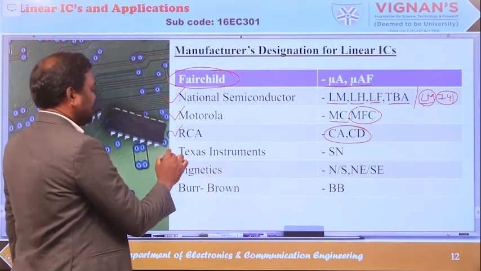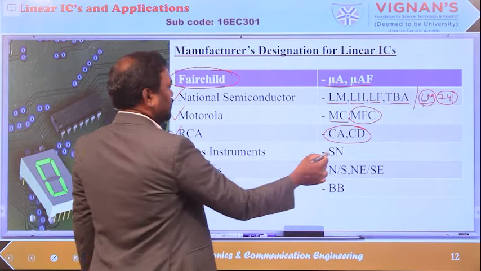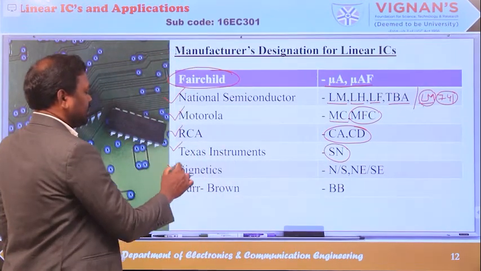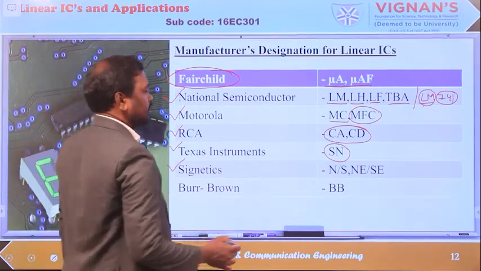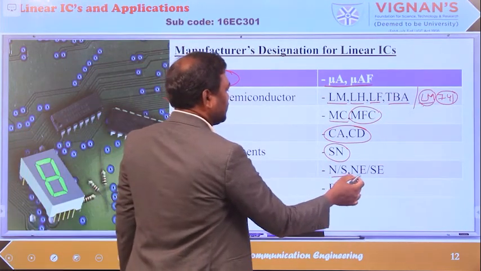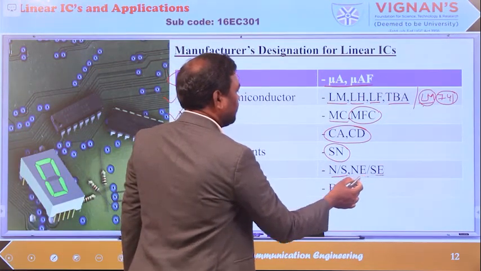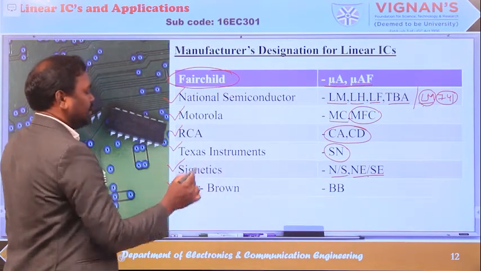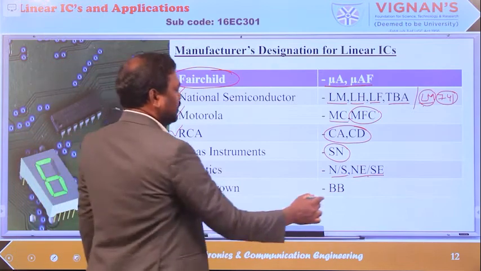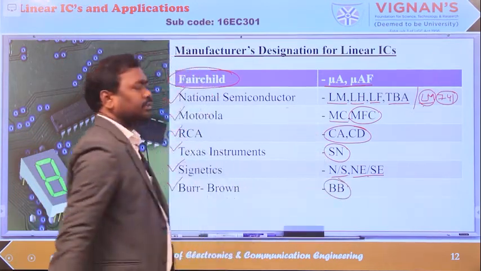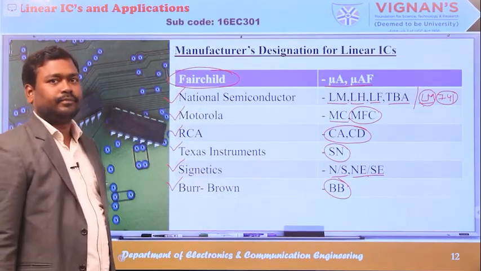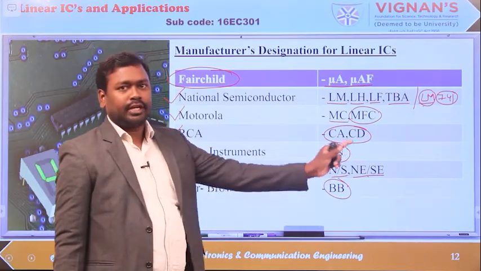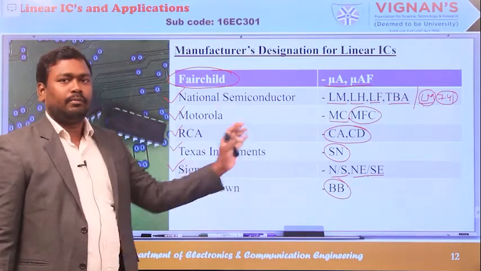If it is Texas Instruments, it starts with SN. If it is Signetics, it starts with NE or SE. If it is made by Bourns, it starts with PB. So based on the letters, we can identify who made that IC.